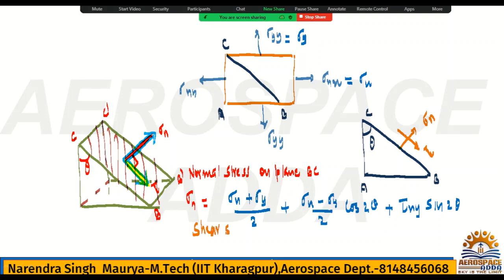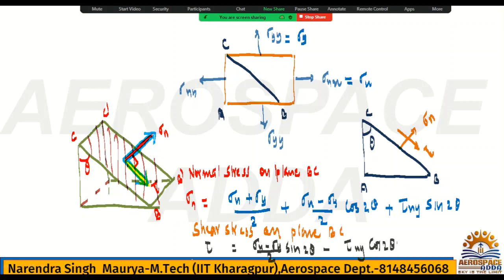Similarly, shear stress on plane BC. If you go for the shear stress on the inclined plane BC, so what is the tau? I can say tau is nothing but sigma x minus sigma y by 2, okay, I will write again, don't worry, sin 2 theta minus tau xy cos 2 theta. This value you need to remember.